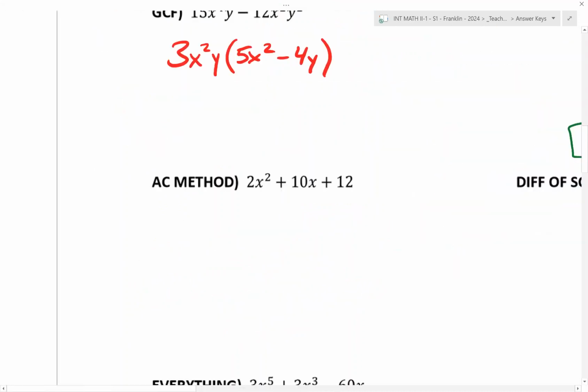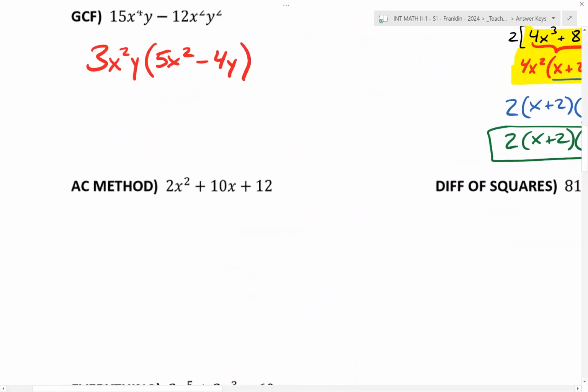All right, moving on. AC method. So remember, we have a trinomial. We multiply a times c, that's 24. And we're looking for two numbers that multiply to 24 and add to 10. 1 and 24 won't do it. 2 and 12 won't do it.